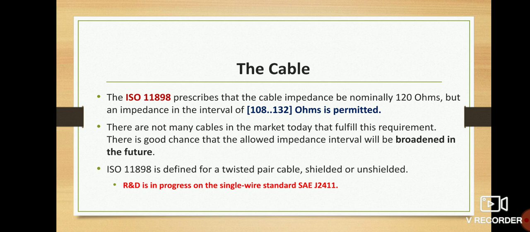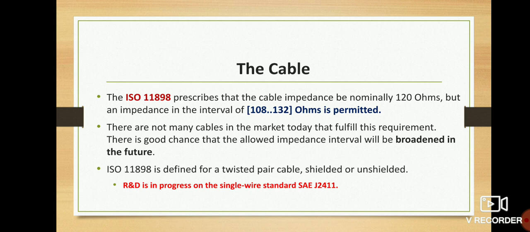This ISO 11898 is defined only for, and designed for, the twisted pair cable. Yes, that is the definition they have given. It is for the twisted pair. So they implemented the twisted pair, shielded or unshielded. That is what the CAN satisfies. Hence they are going with it. So for the CAN cable they are just making this 120 ohm resistance.